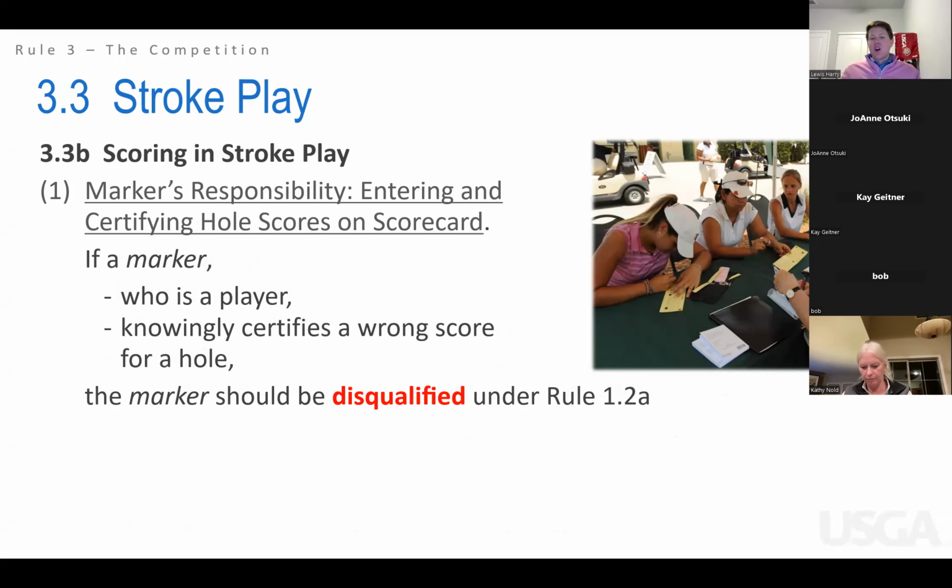If we have a marker that knowingly certifies a wrong score and they still go on to do it, that marker is going to be disqualified, or should be disqualified. In this case, the word "should" in the rules is not necessarily an auto disqualification. It's really just what the committee should do. It doesn't necessarily lead them to being disqualified, but typically the rules are going to tell us the committee should disqualify a marker for certifying the wrong score.